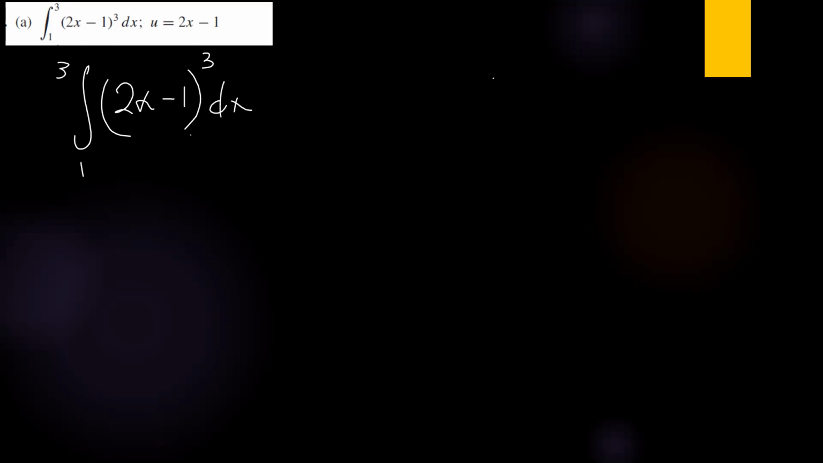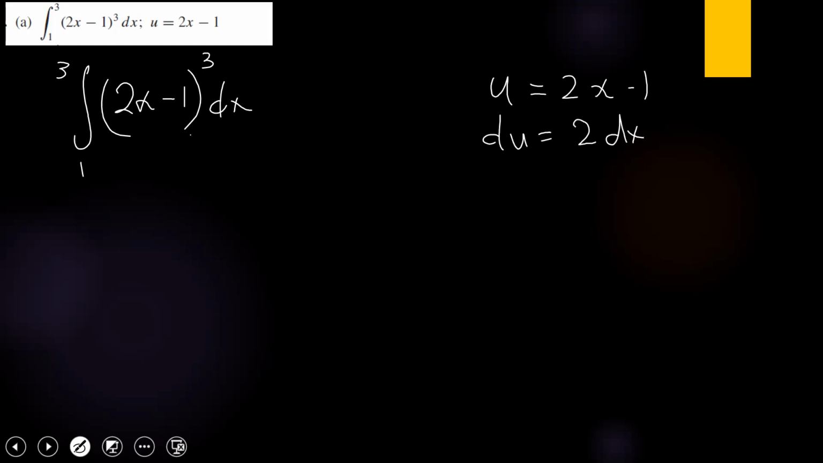So 2x minus 1 cubic, and suppose that u is 2x minus 1, so du will be 2 dx. Why do I write here dx? Because I differentiate with respect to x.